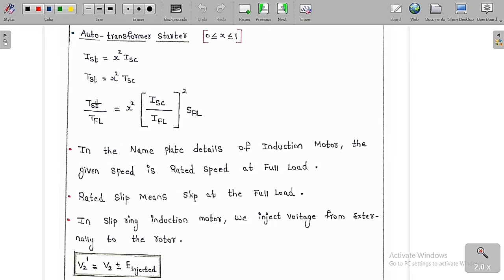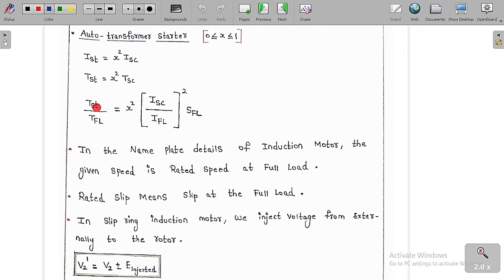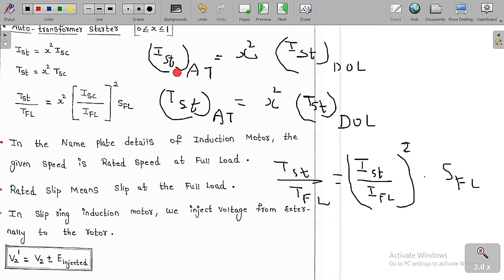Now I have already told you that the starting torque by full load torque is equal to the starting current by full load current whole square into SFL. But now, just replace the starting current by x times the starting current. We take x outside, so it becomes x squared, because the starting current is x times the ISC. The starting current of the auto transformer is x times the starting current of DOL.